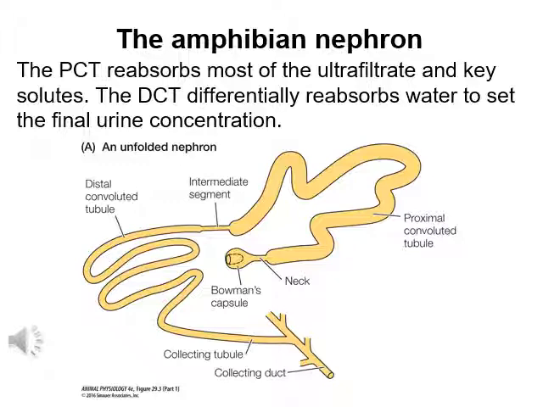From the Bowman's capsule, it passes through the proximal convoluted tubule, or PCT, then through an intermediate segment, then what we call the distal convoluted tubule, or DCT, the collecting duct, and then the ureter. The ureter carries the urine to its final destination. In fish, amphibians, reptiles, and birds, this would be the cloaca.